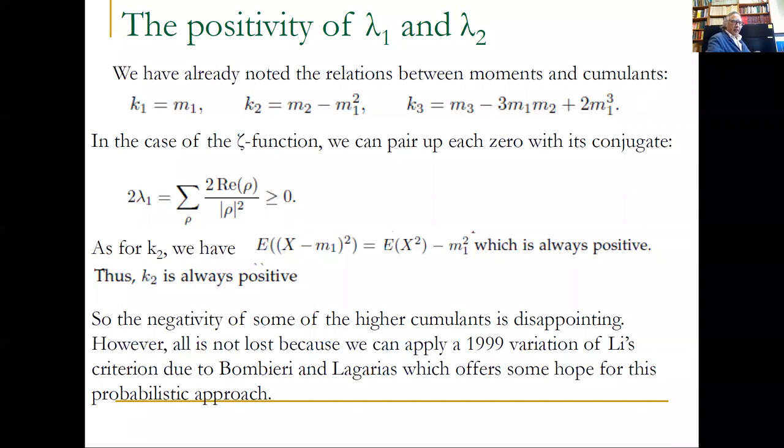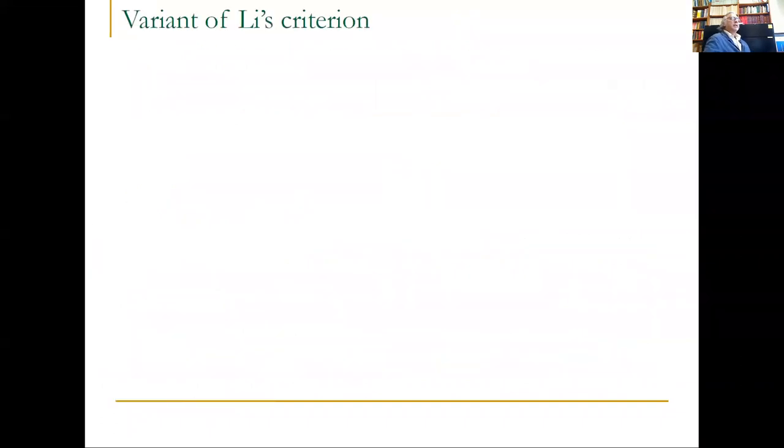So the negativity of some of the higher cumulants is disappointing. However, all is not lost, because we can apply a 1999 variation of Lie's criterion due to Bombieri and Lagarias, which offers some hope for this probabilistic approach. Before we abandon the research on the cumulants and their growth rates and how bad they are, we are encouraged by the paper by Bombieri and Lagarias, which I will discuss right now. So, a variation of Lie's criterion.